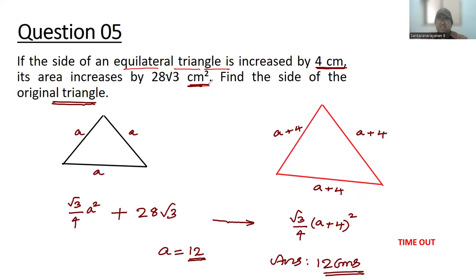Okay, it's a very easy task. You just need to expand that (a plus 4) the whole square, take that root 3 by 4 inside. Root 3 by 4 a square will get cancelled off, and whatever remaining, through that you can find the value for that a. Please do that, and that brings conclusion to our question number 5.